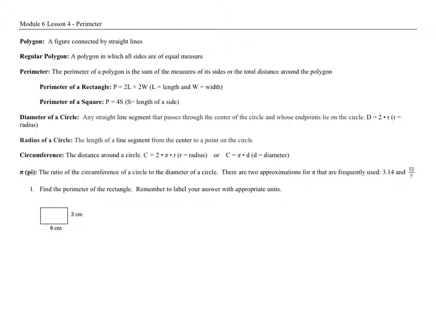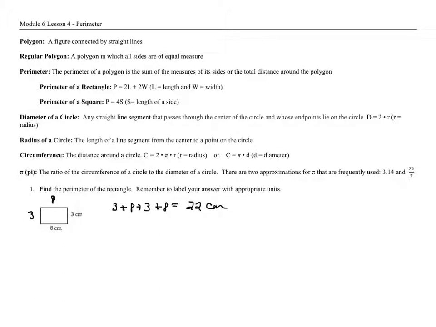Let's look at number 1. We're going to find the perimeter of this rectangle, and we want to make sure that we label everything. So here we go. Personally, there are 4 sides, so I'm going to label the other 2 sides, okay? And I'm just going to add them up. So it would be 3 plus 8 plus 3 plus 8, which is 22 centimeters.